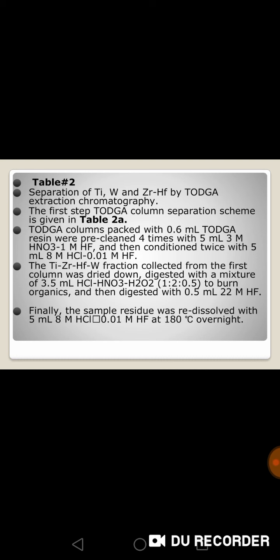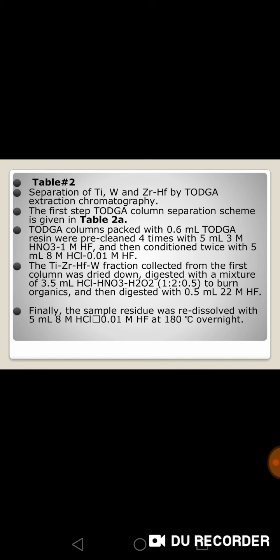So the first step of the TODGA column separation scheme is given in table 2A, that is given in the next slide, and we are going to discuss it here. The first is a TODGA column packed with 0.6 ml TODGA resin, pre-cleaned 4 times with 5 ml 3 molar HNO3 and 1 molar HF, and then conditioned twice with 5 ml 8 molar HCl and 0.01 molar HF.